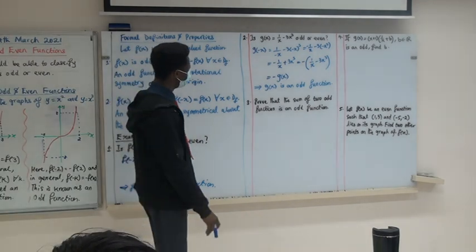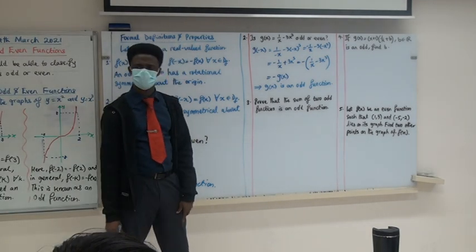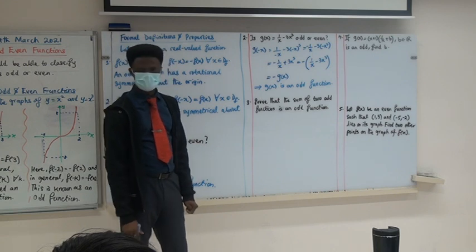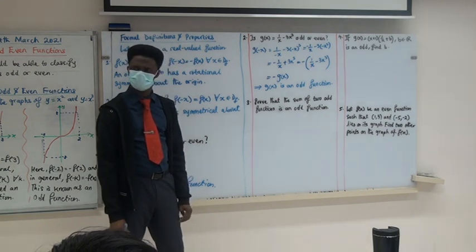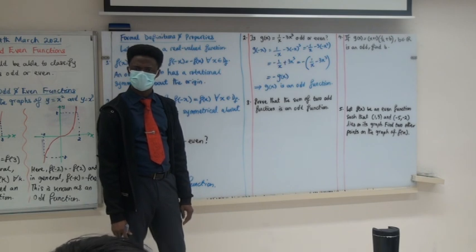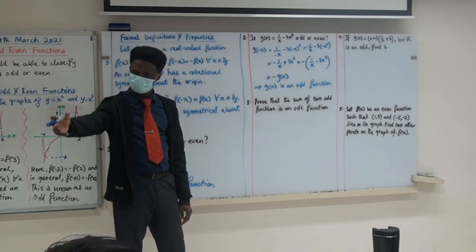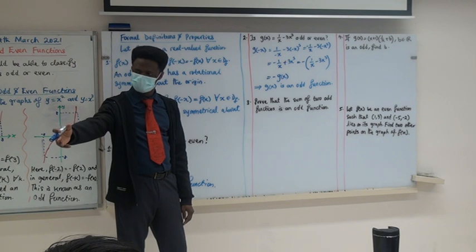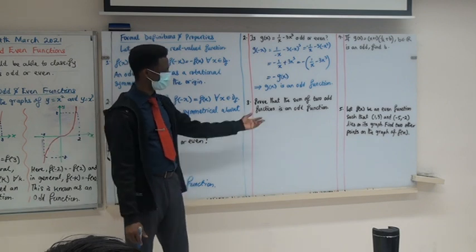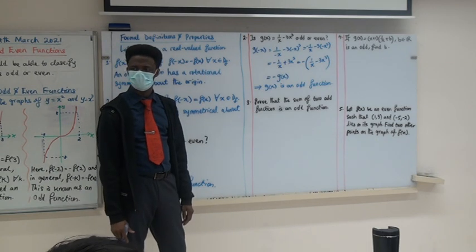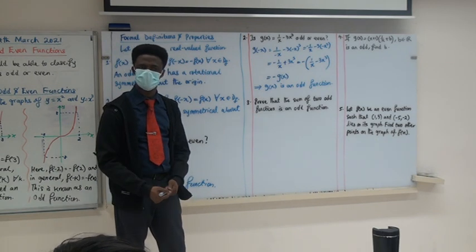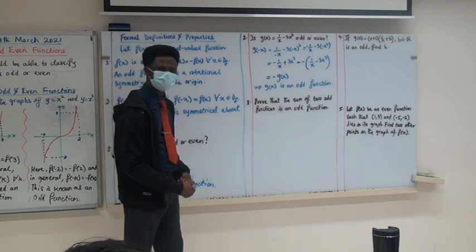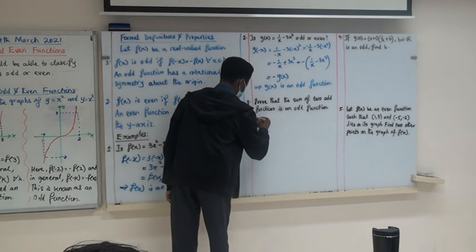Now, to prove that the sum of 2 odd functions is an odd function, what do you think I should do first? Find a general form for an odd function? Not really. Let the 2 odd functions be, I'm just going to use f and g. All right, so let the 2 odd functions be f of x and g of x. That's your beginning. I need focus, please.